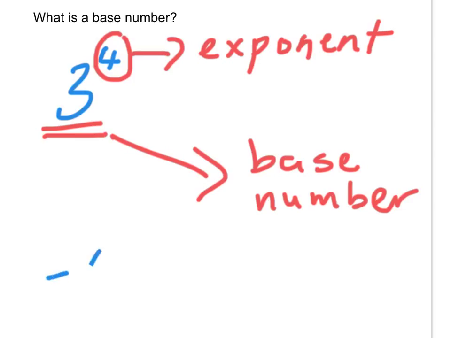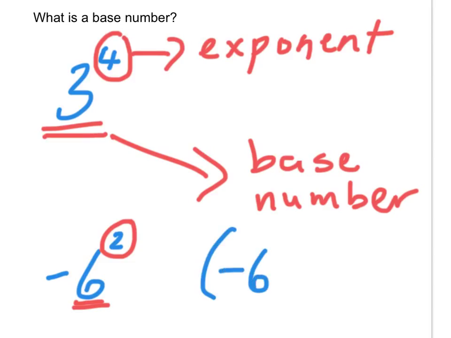If you have minus 6 to the power of 2, the exponent is 2 and the base number is 6. It's not minus 6, because the 2 is not acting on the minus. This is not minus 6 times minus 6, this is minus 6 times 6. Also, if you have minus 6 in parentheses squared, the exponent is again the 2, and the base number in this case is minus 6, because the 2 is acting on the minus and the 6 because they're in parentheses.